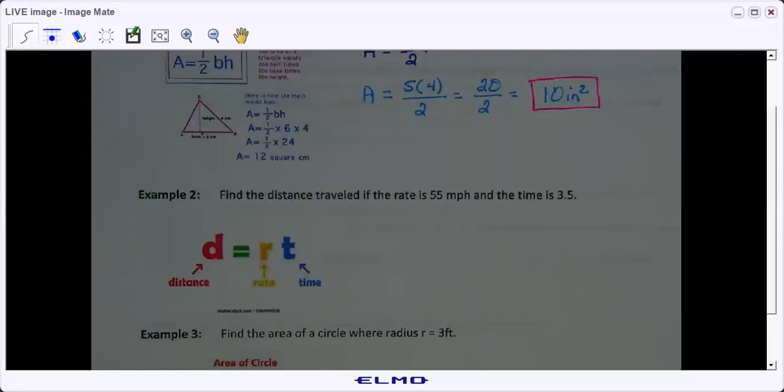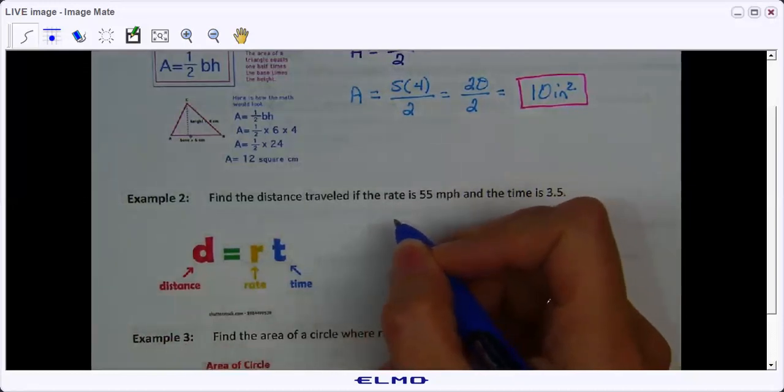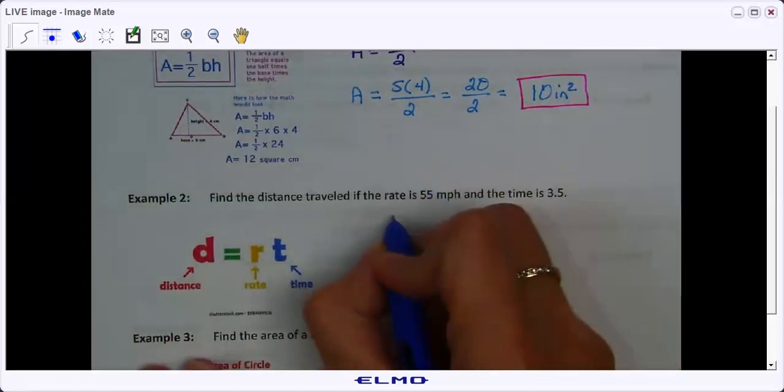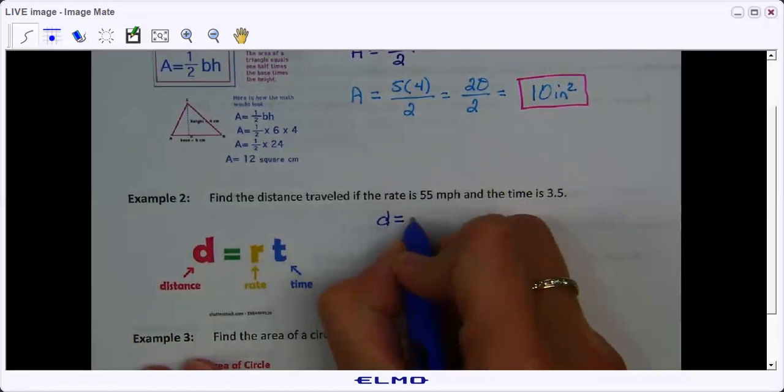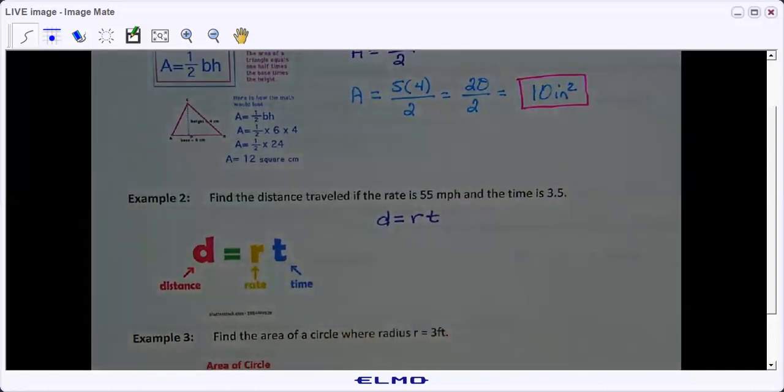Okay, so what are we going to do first? Write the formula on your homework. If you do not write the formula first, 1 point off. If you do not show your units, another point off. So make sure that you're doing that. Okay, so distance equals the rate, how fast you're going, times the time that you're traveling.